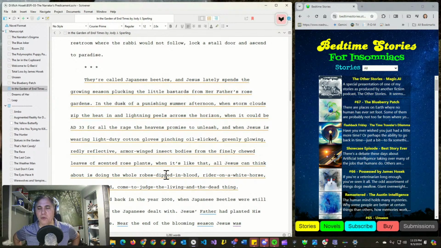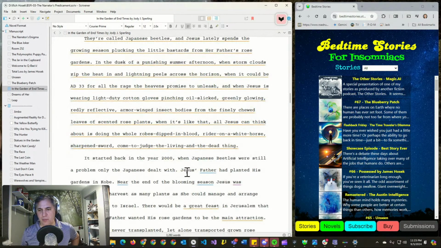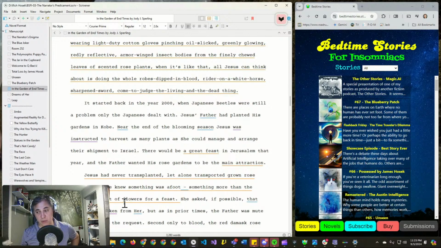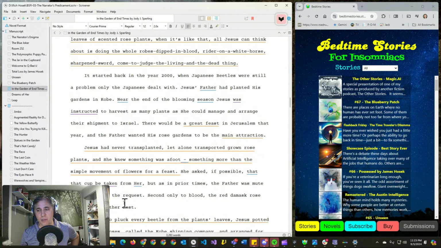It started back in the year 2000, when Japanese beetles were still a problem only the Japanese dealt with. Jesus' father had planted his gardens in Kobe. Near the end of the blooming season, Jesus was instructed to harvest as many plants as she could manage and arrange their shipment to Israel. There would be a great feast in Jerusalem that year, and Father wanted his rose gardens to be the main attraction. Jesus had never transplanted, let alone transported, grown rose plants, but she knew something was afoot, something more than the simple movement of flowers for a feast. She asked, if possible, that that cup be taken from her, but as in prior times, the Father was mute in response to the request. Second only to blood, the red damask rose pleased the Father most.